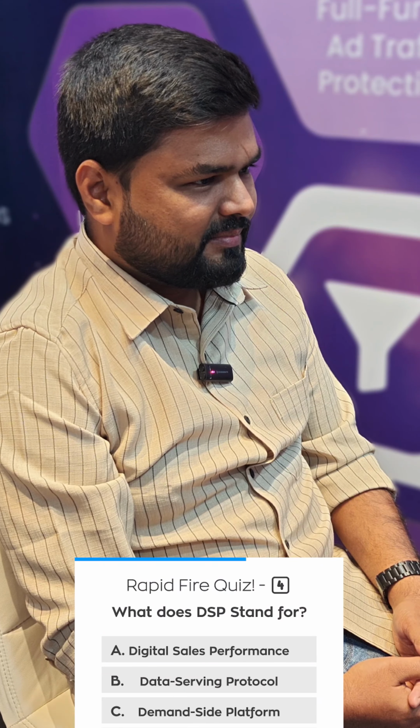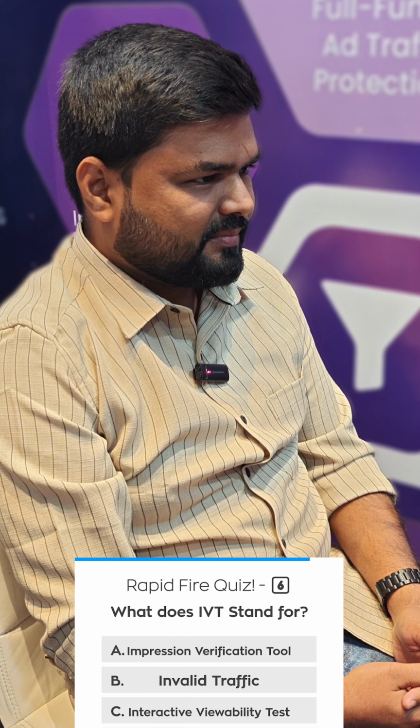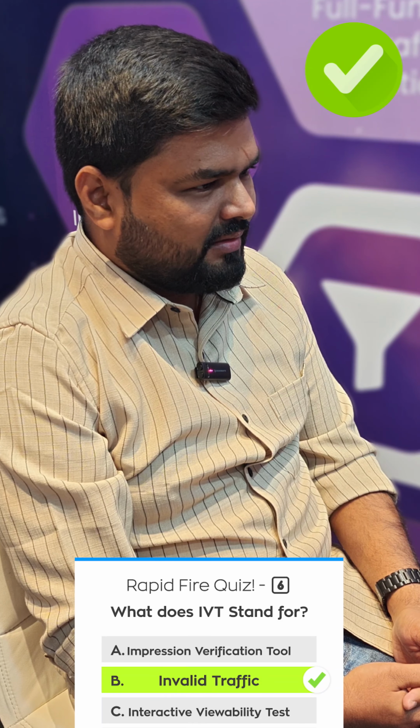Click farms. Fourth question, what does DSP stand for in programmatic advertising? Digital sales performance, data serving protocol, demand side platform. Demand side platforms. Great. Fifth question, which type of digital ad fraud costs advertisers the most money as per research? First option, domain spoofing, click injection, pixel stuffing. Click injection. Okay. What does IVT stand for in fraud detection? Your options are impression verification tool, invalid traffic, interactive viewability test. The second one, invalid traffic.